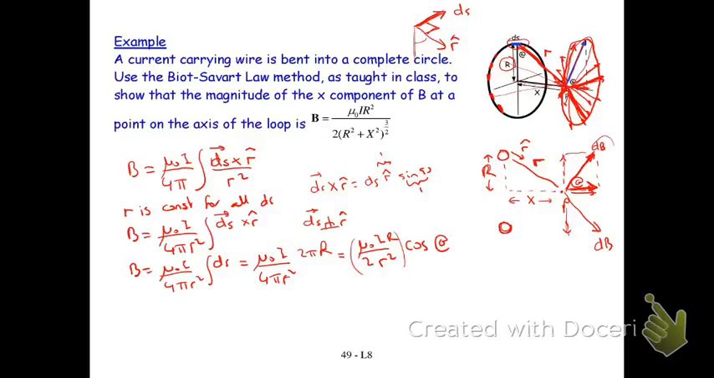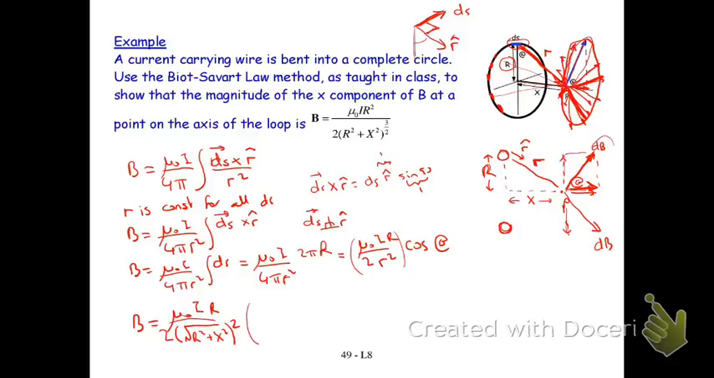So that angle. Now, okay, so my B is equal to mu naught I R over, let's express this little r in terms of big R and x. So that would be the square root of big R squared plus x squared, and I've got to square it because of that square. Okay. So that's that bit cleared up.